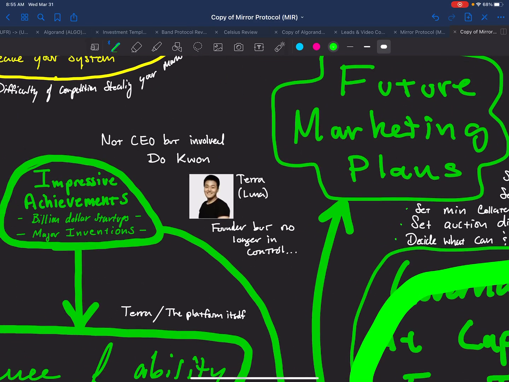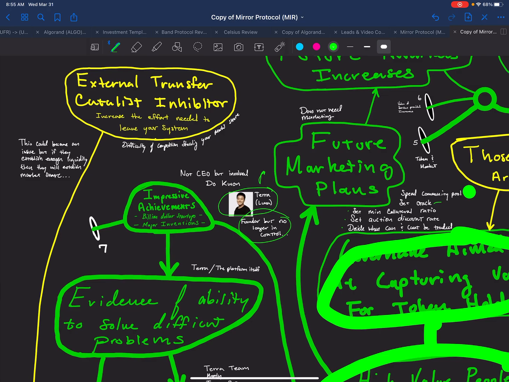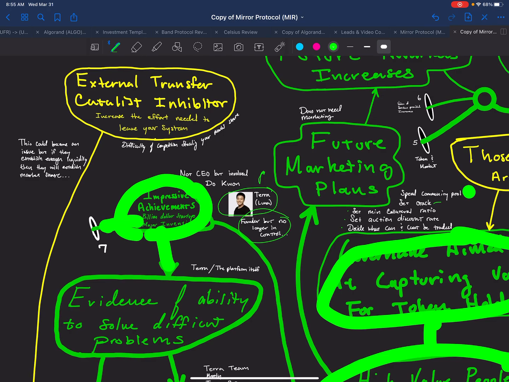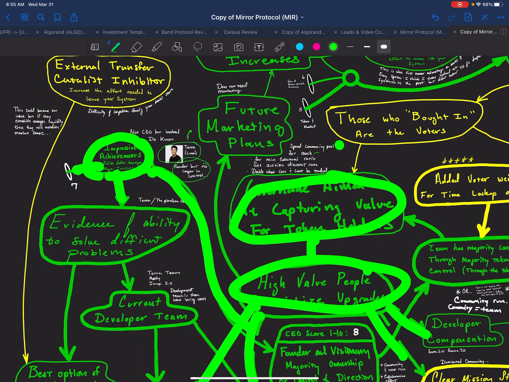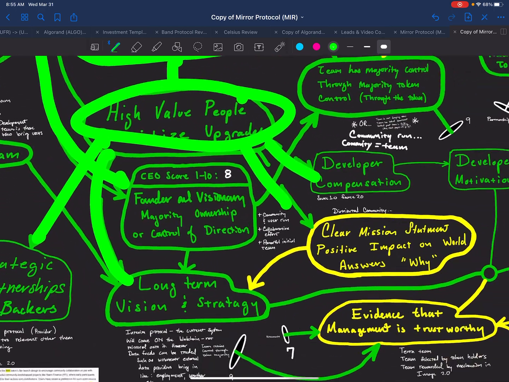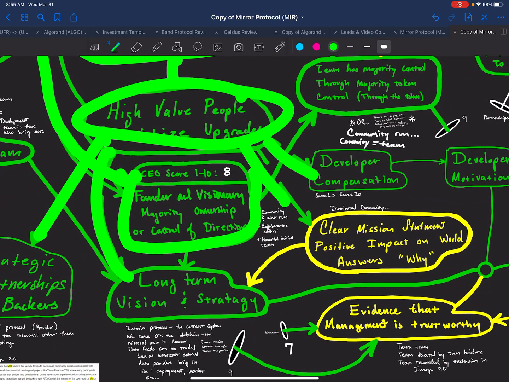Okay, so I made the mistake of not buying enough Terra, but I'm never going to make that again, and I'm going to make sure I always invest with Do Kwon because he's a founder. He's no longer in control, but he's contributing and guiding the ecosystem. But yes, this is a key player now in the cryptocurrency space, and he has impressive achievements. Like he's made a $1 billion entity from Terra, and even this will probably be a $1 billion entity soon enough.